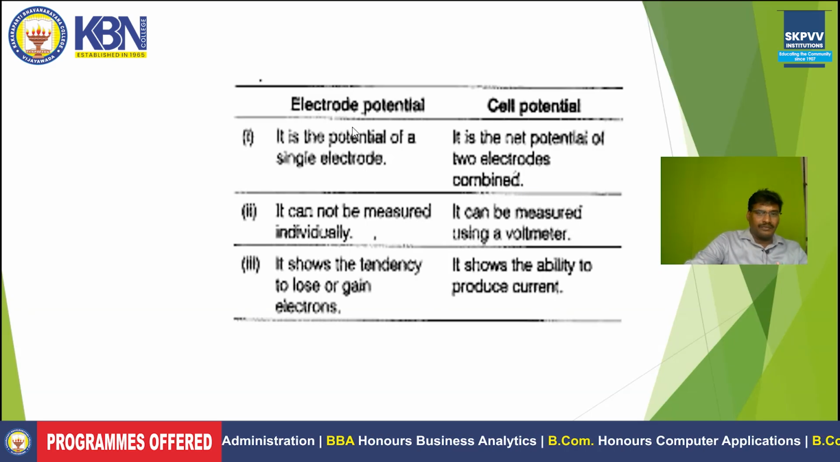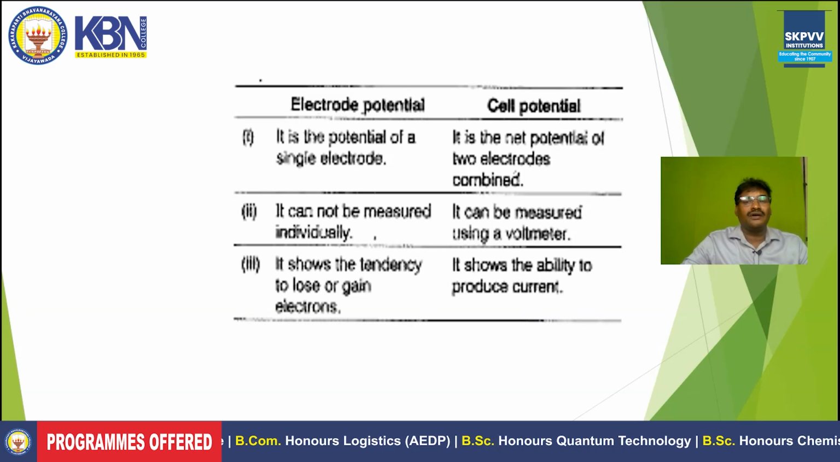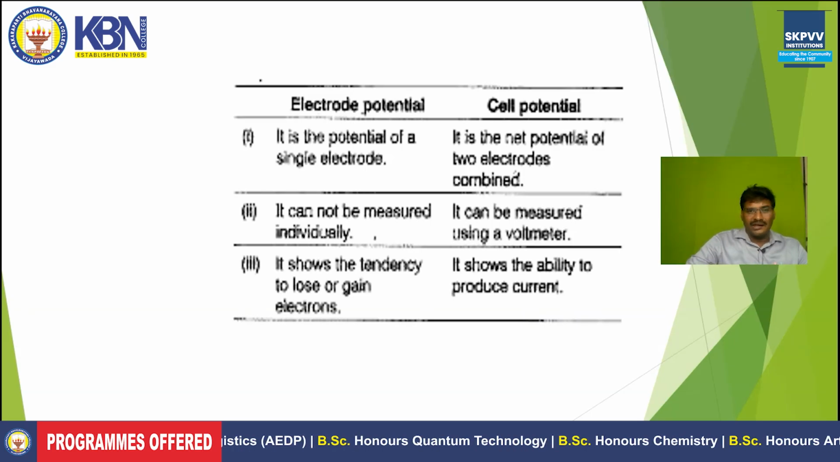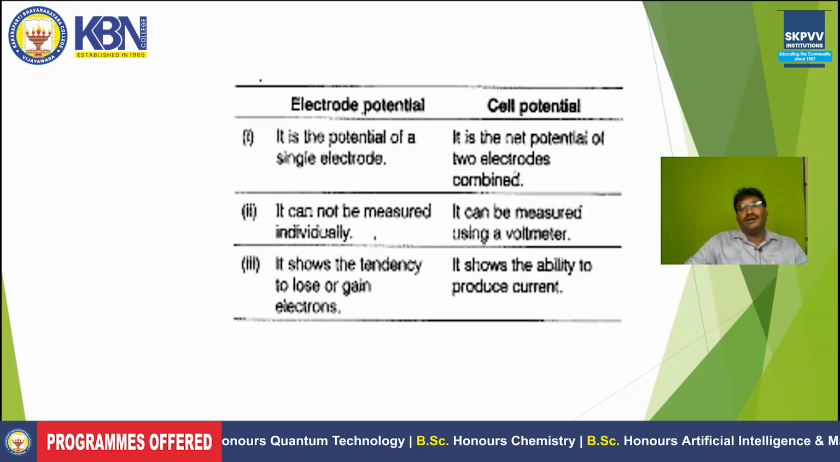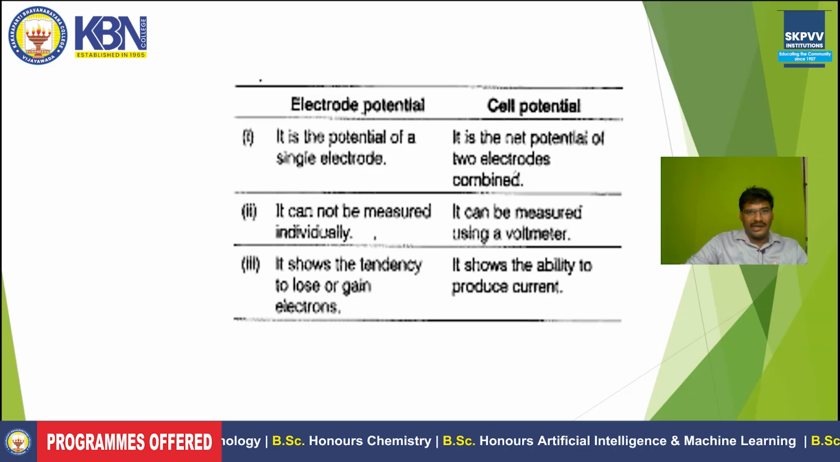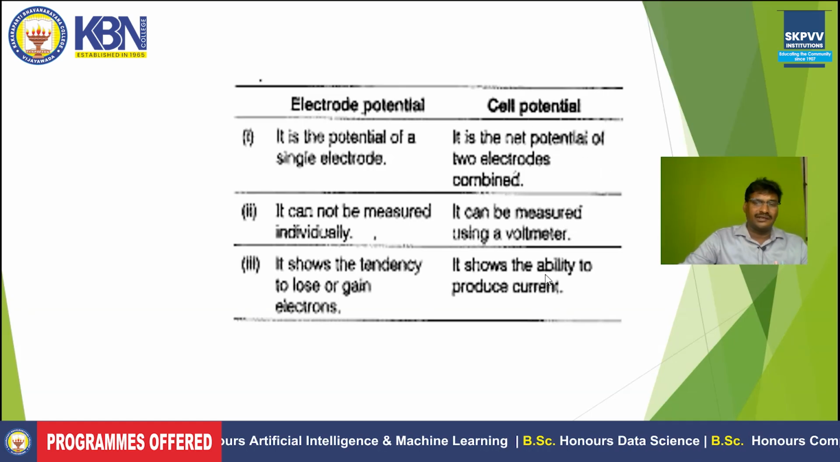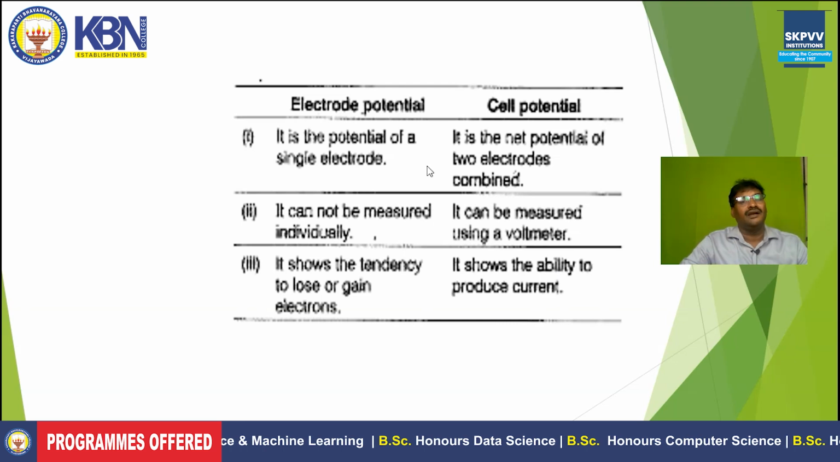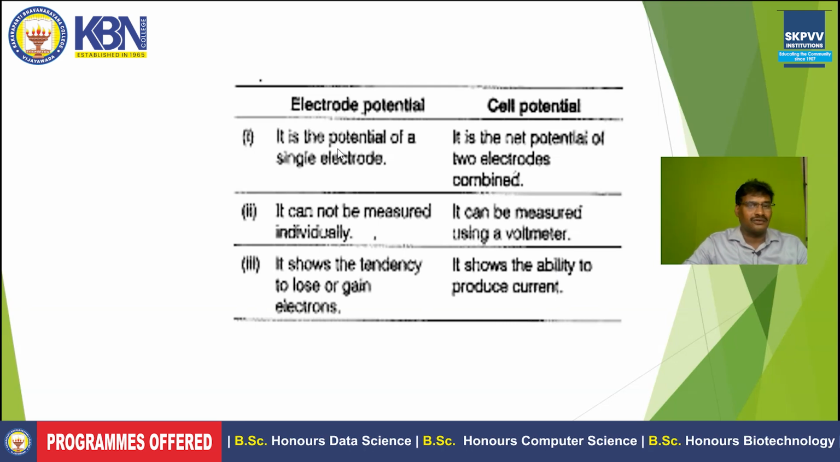Single electrode potential shows the tendency to lose or gain electrons. Lose, that is called oxidation. Gain electrons, that is called reduction. It shows the ability to produce current. That means both oxidation and reduction take place, and flow of electrons from anode to cathode takes place, so we measure the current from this cell potential. Here it is electrode potential. Here it is cell potential. Don't confuse them, both are different. Electrode potential is the potential of a single electrode. Cell potential is the potential of two electrodes combined.